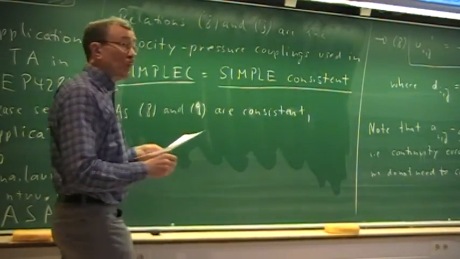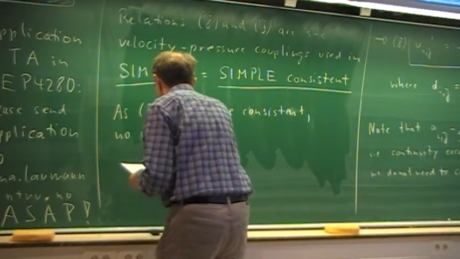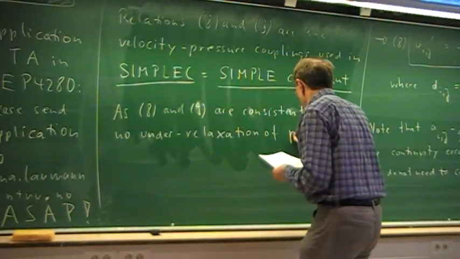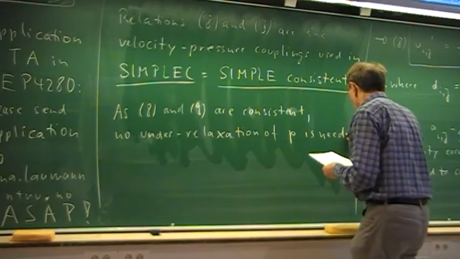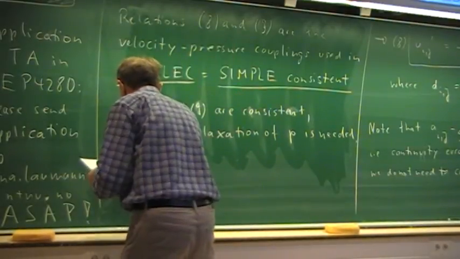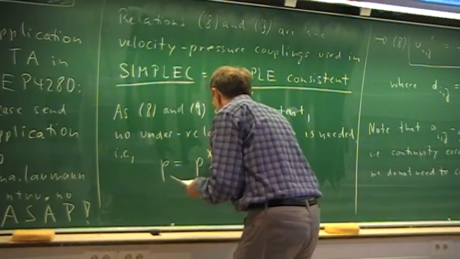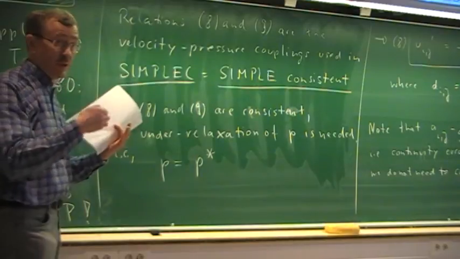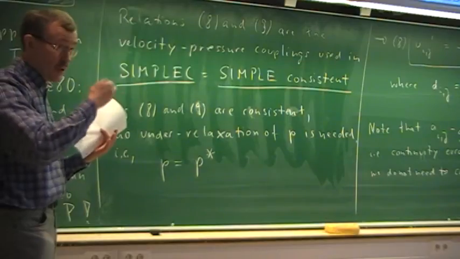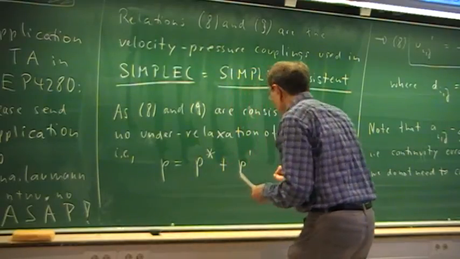No under-relaxation of P is needed. And that means the following, that we can evaluate the pressure by the preliminary pressure, which is then the current one that we have. In the beginning it is the guessed pressure, and when we are in the iteration process it is the latest value of the pressure. And then we simply add the P prime directly.